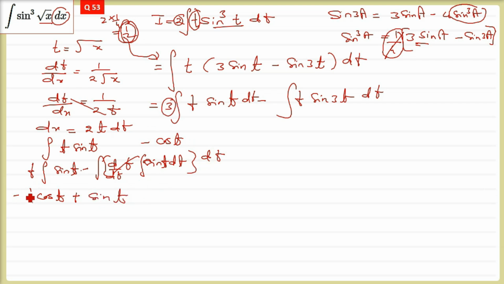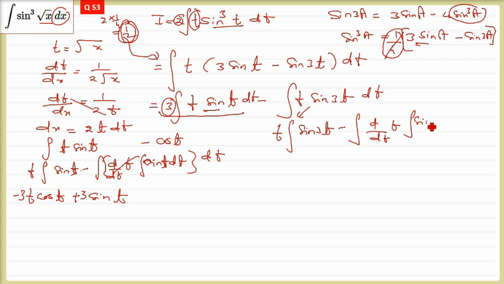And 3 is already there, so let's multiply everything with 3 here. And please remember, half is already there. We'll just take it after we complete the second part or the second integration. So this is t, integration of sine 3t, minus integration of d by dt of t, then again integration of sine 3t with respect to dt, and all of this will be integrated with respect to dt.